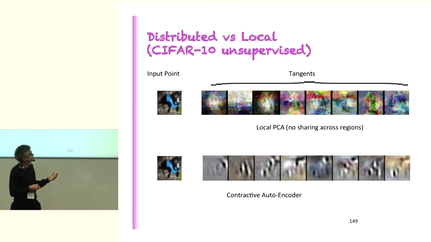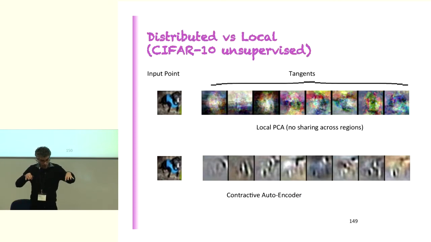If you try to do this with local PCA, which is just a mixture of PCAs, you get garbage. The reason you get garbage is because you don't get this kind of sharing that you have with distributed representation. In each region, you have to learn your PCA, and you don't have enough data for it, so it doesn't generalize nearly as well.